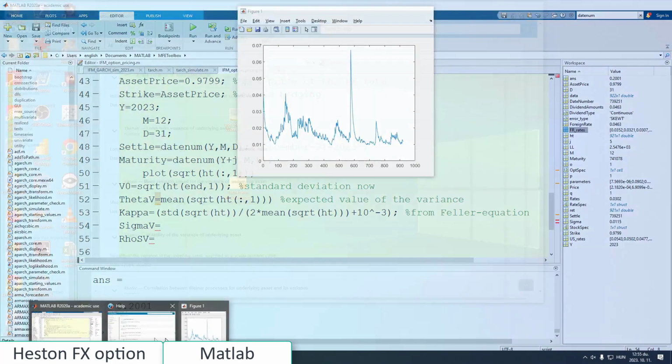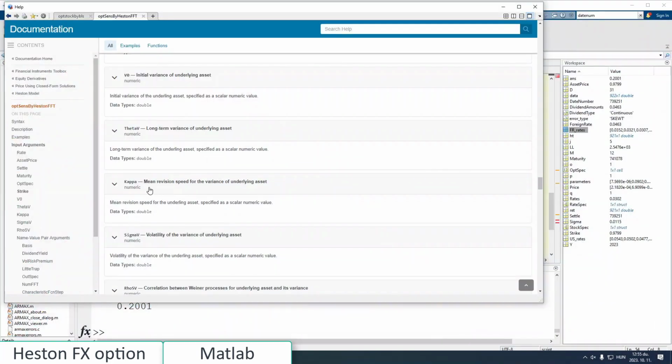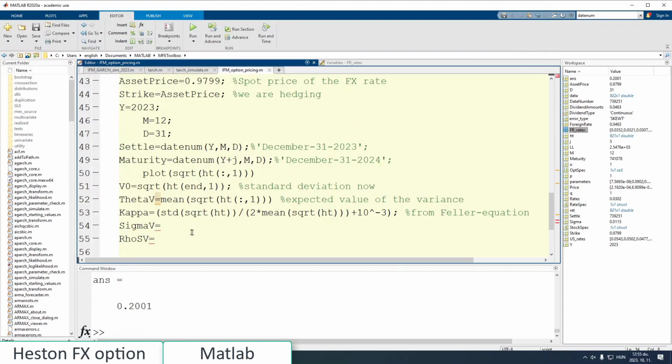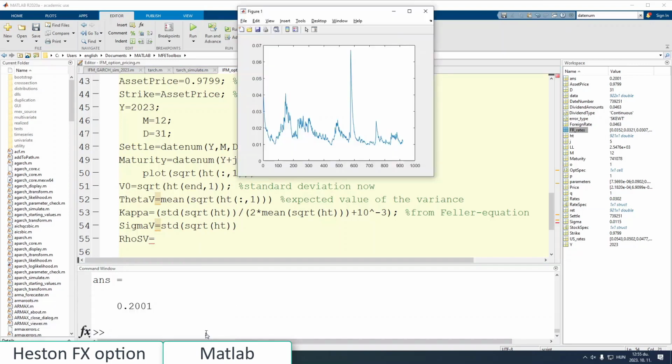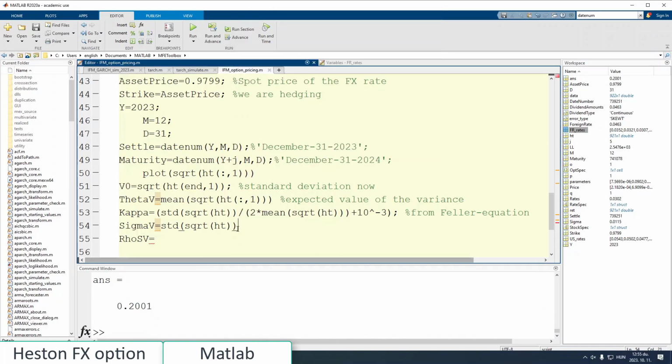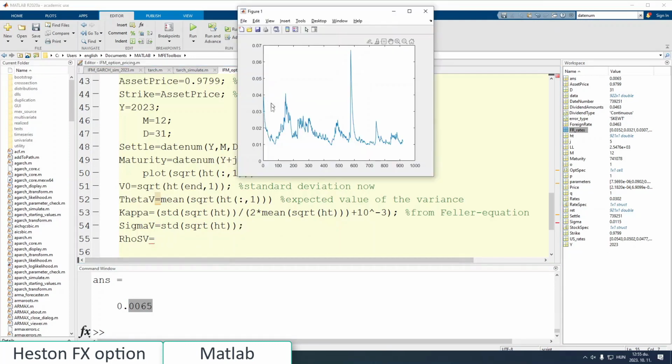And next thing, mean reversion speed. And sigma v, volatility of the variance. So volatility of the volatility, standard deviation of the already known data. So practically there is the mean, and it's going back and forth. The level of craziness is this number, and then the rho SV is the correlation of this thing with the change of the exchange rate.